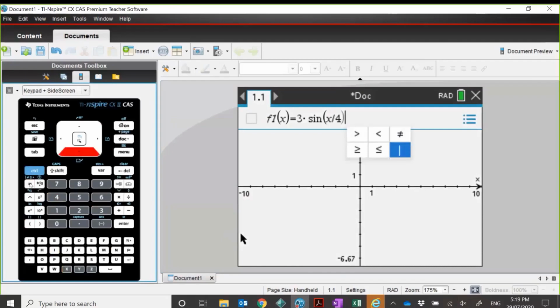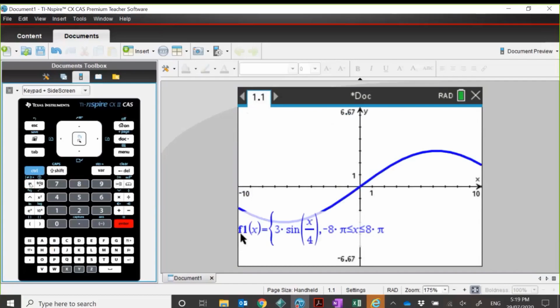It's a bit like the vertical line that you see in conditional probability. It's a given command and it's a condition. So let's put that vertical line in, and our domain was minus 8 pi less than or equal to x less than or equal to 8 pi. So I've got our domain in there, and that will only graph the part of the curve that we're interested in.